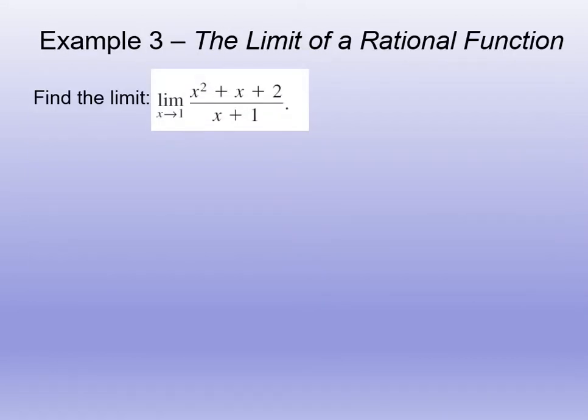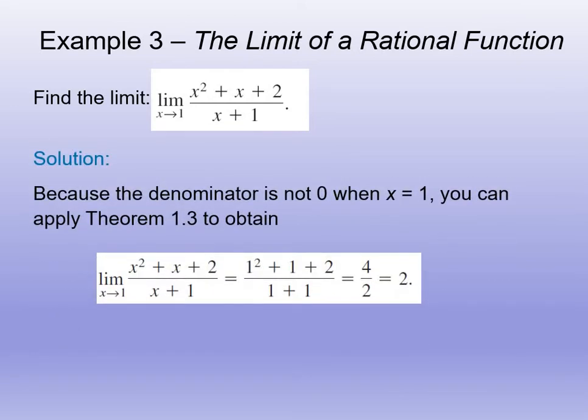If we have a rational function here, the limit of x squared plus x plus 2 divided by x plus 1 as x approaches 1, notice when we substitute in for 1 here, the denominator does not go to 0. Very good for us. It means we can use direct substitution. So everywhere there's an x, we're going to replace it with a 1. When we do that, we end up getting 1 squared plus 1 plus 2 divided by 1 plus 1, which ends up giving us 4 divided by 2, which is 2.